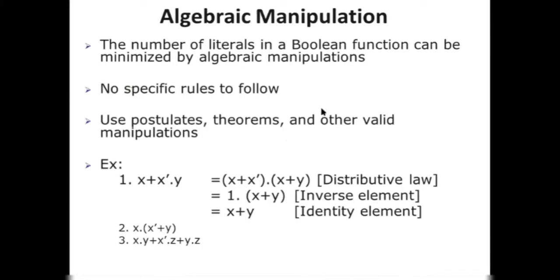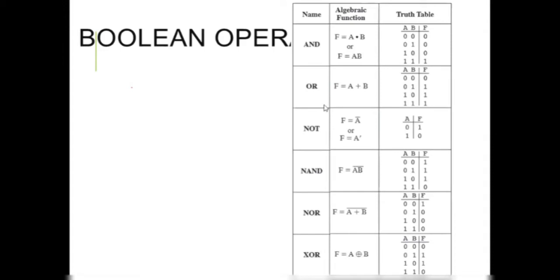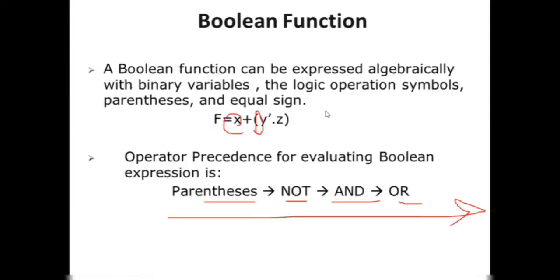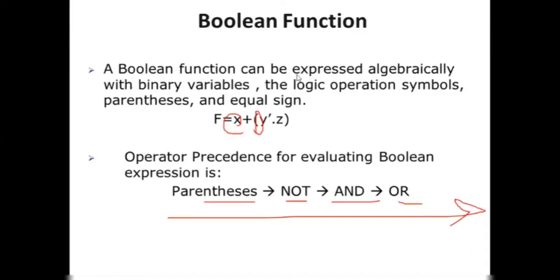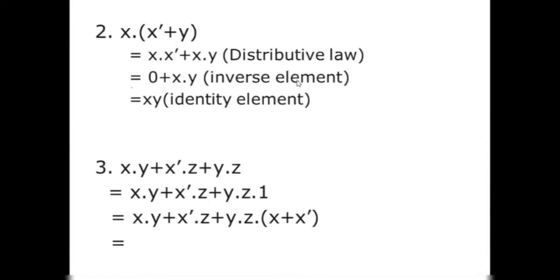So, we discussed today what algebra is, then the algebraic operations, then what postulates and theorems are available in Boolean algebra, and how we can simplify a Boolean function using those algebraic postulates and theorems. And we simplified some of the functions using those theorems and postulates.